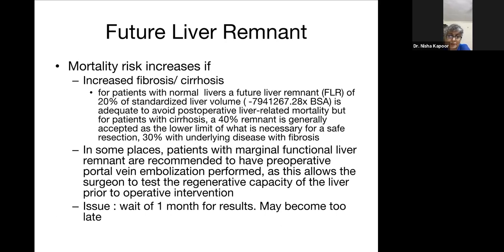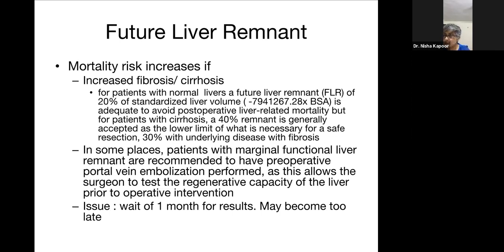And it is important that we have a significant amount of future liver remnant so that the liver function is not affected post-surgery. So it is calculated as a ratio of the standardized liver volume. If the FLR, the future liver remnant post-surgery, is going to be less than 40%, then we do not take up the patient if he's a cirrhotic. It's 30% with an underlying fibrosis and 20% for a normal liver.